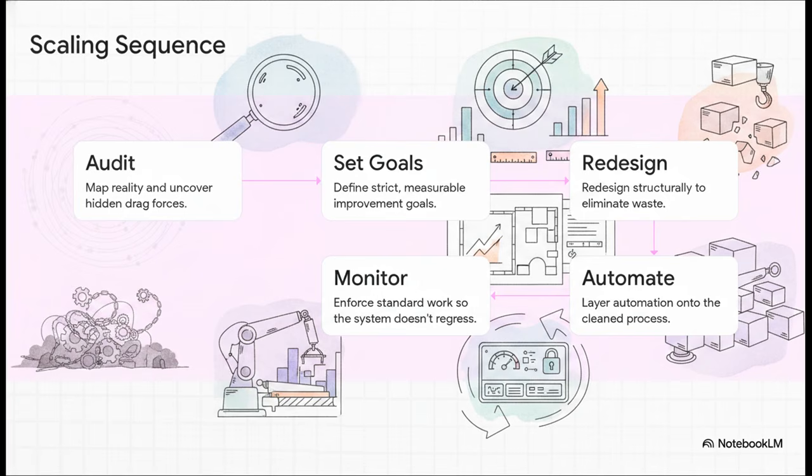First, you audit to map reality and uncover those hidden drag forces. Second, you define strict improvement goals. Third, you redesign the process structurally to eliminate the waste you just found. Fourth, and literally only fourth, do you layer automation onto the newly cleaned process. Finally, you install the monitoring mechanisms to enforce standard work so the system doesn't regress back to its old ways. Skipping even one step here basically guarantees failure.